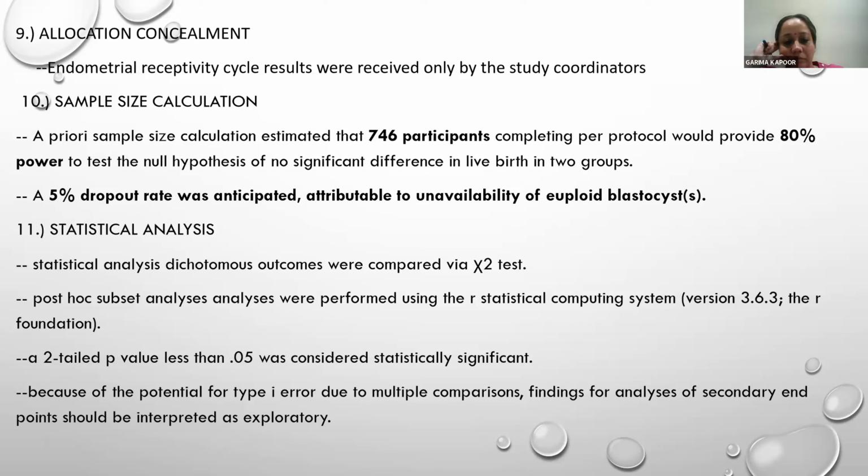The statistical analysis: dichotomous outcomes were compared by the chi-square test. The post hoc subset analyses were performed using the R statistical computing system. A two-tailed p-value less than 0.05 was considered statistically significant. Because of the potential for type I error due to multiple comparisons, findings for analysis of secondary endpoints should be interpreted as exploratory.